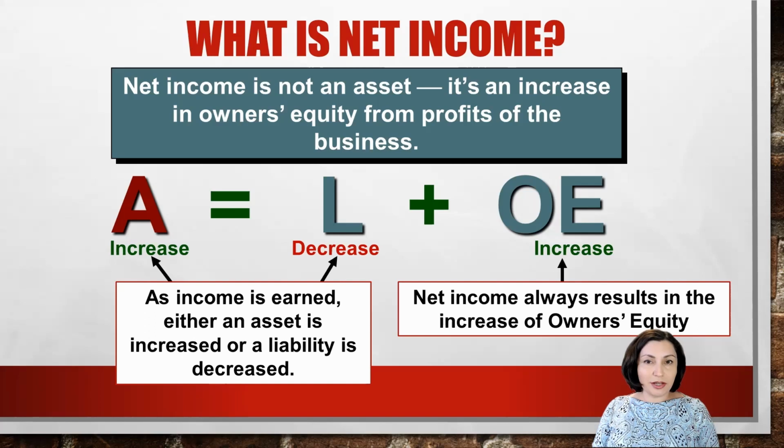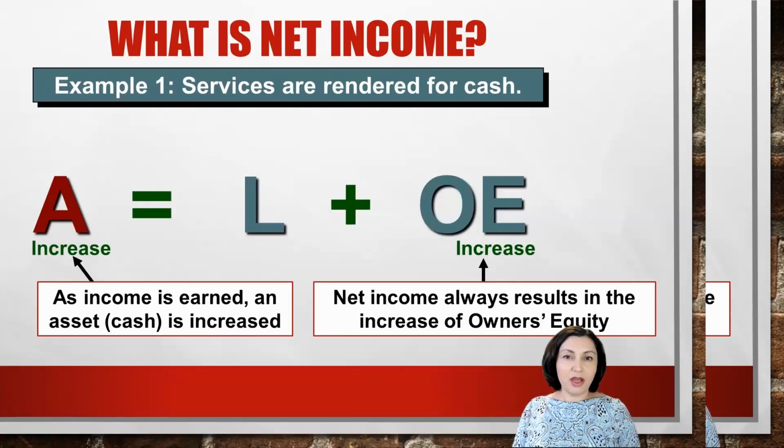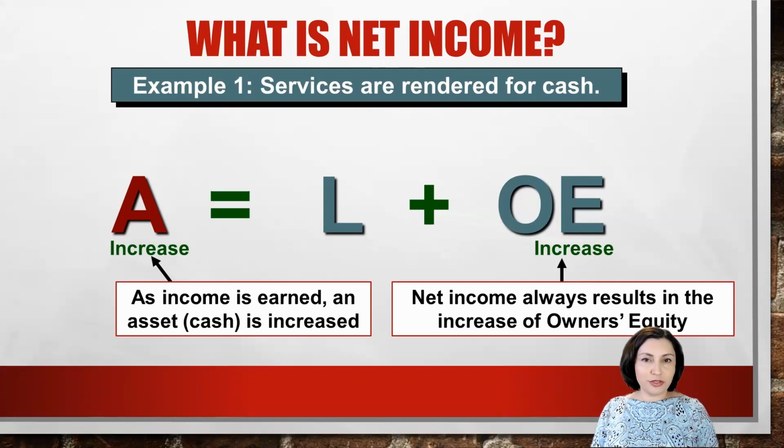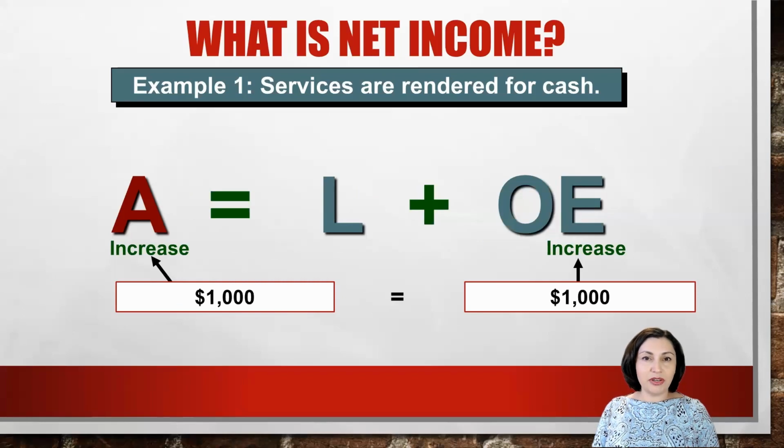When a company earns income, assets must increase or liabilities must decrease to reflect the earnings process. For example, when a company renders services to its customers and receives cash in return, the asset account cash is increased, and so is the owner's equity account retained earnings. Let's say a company renders services and receives 1,000 cash for its services. The accounting equation is going to be 1,000 in assets equals 1,000 in owner's equity.